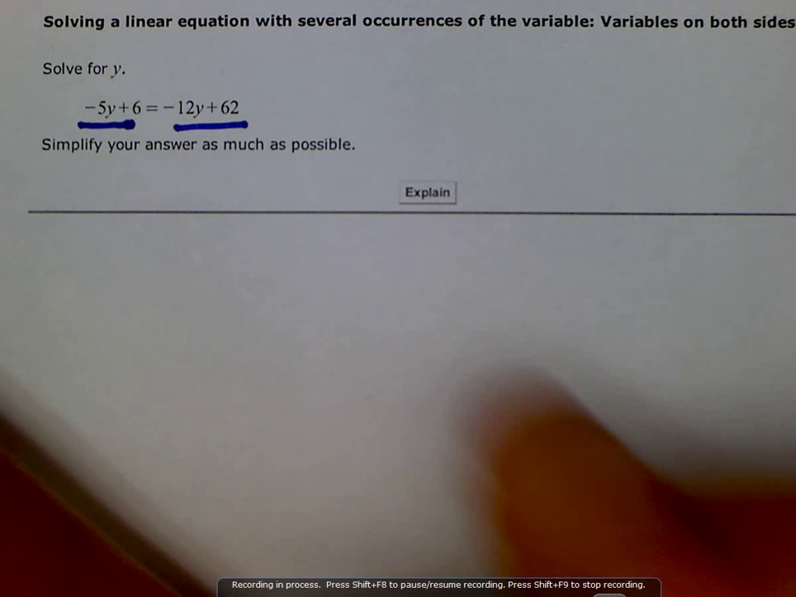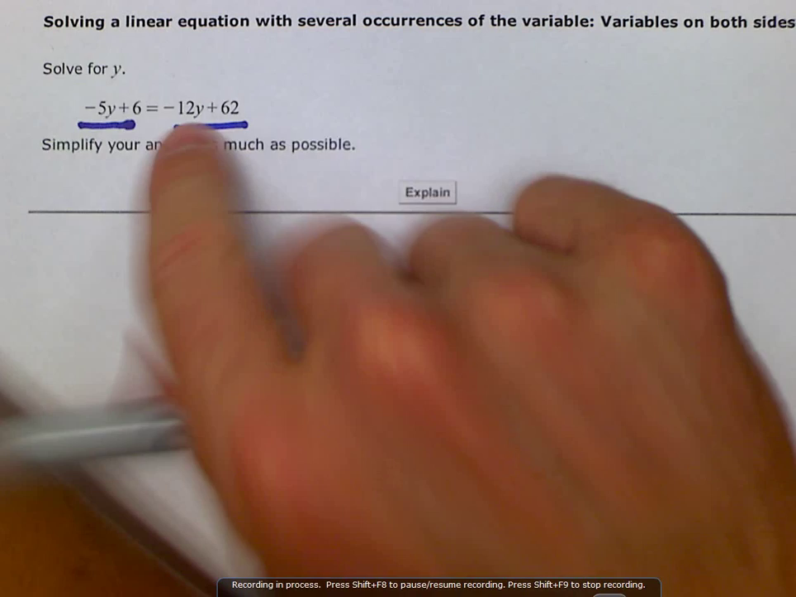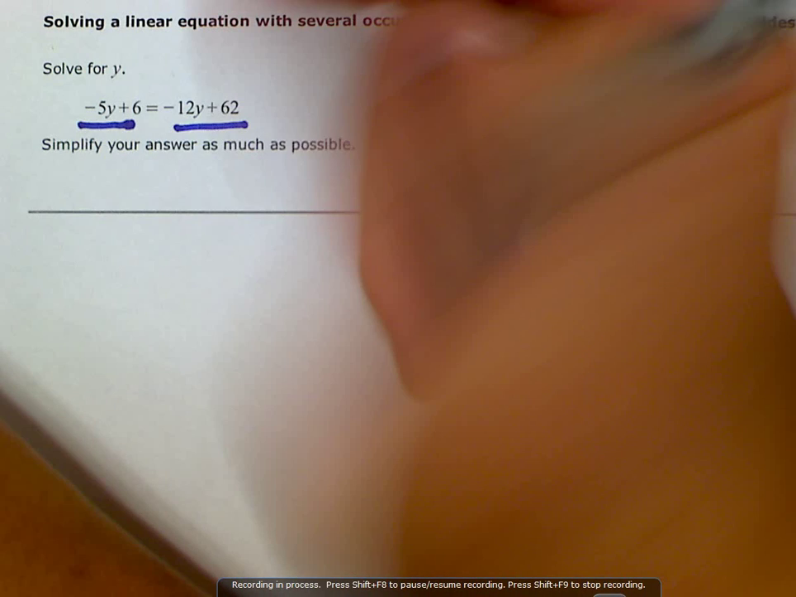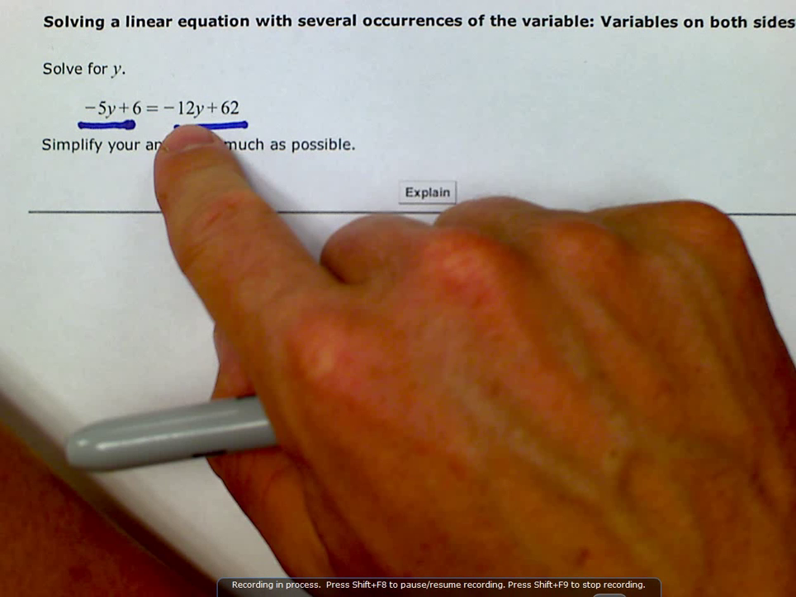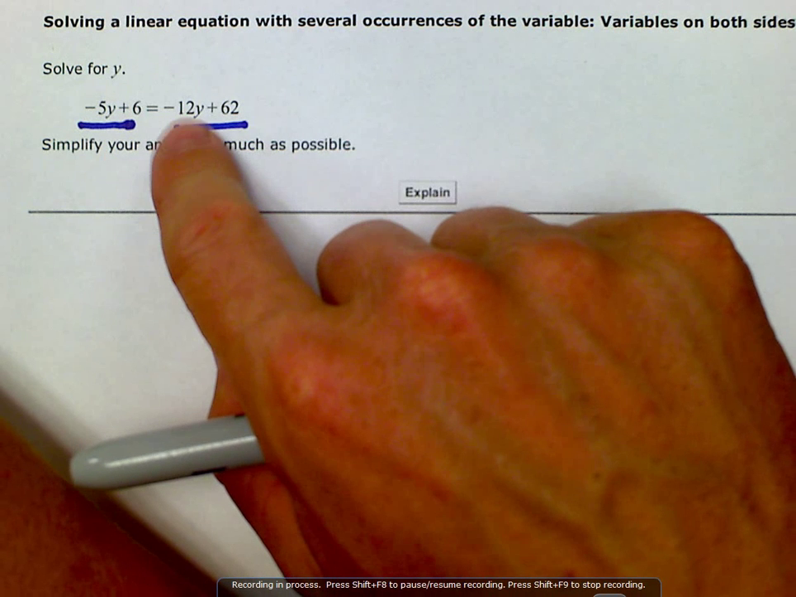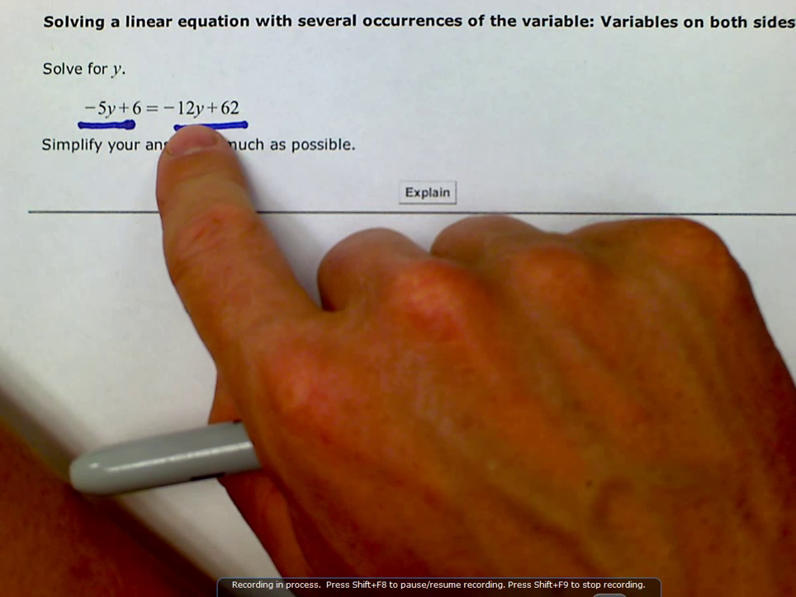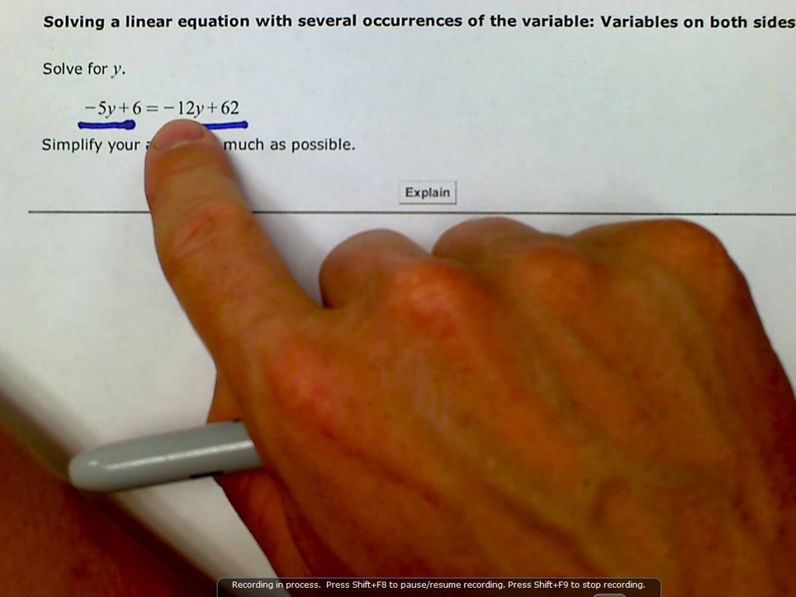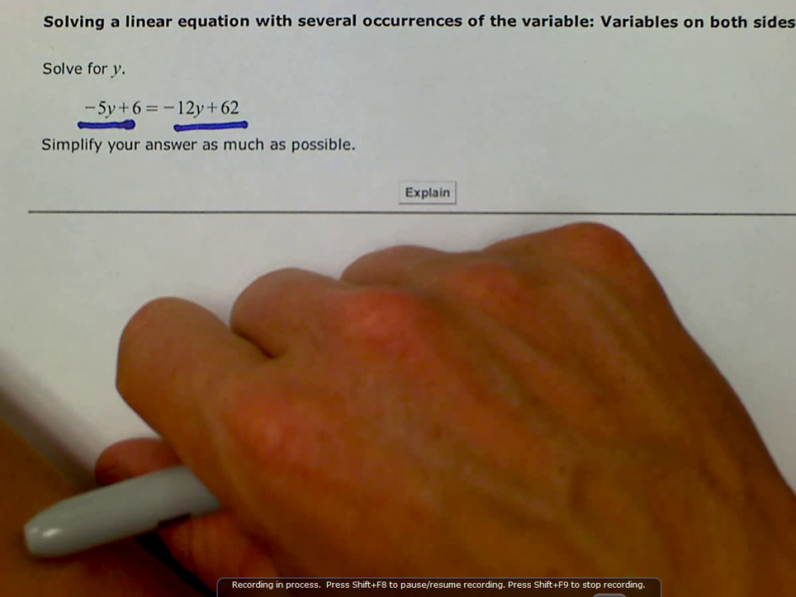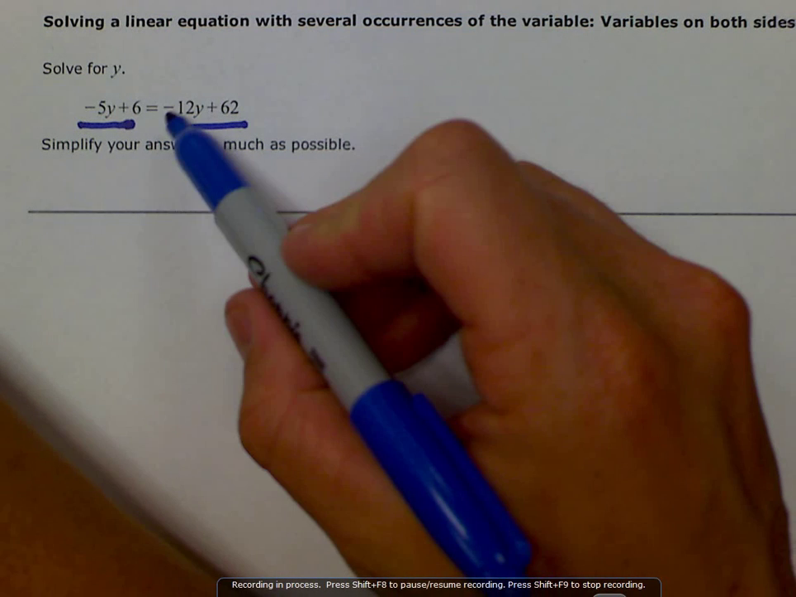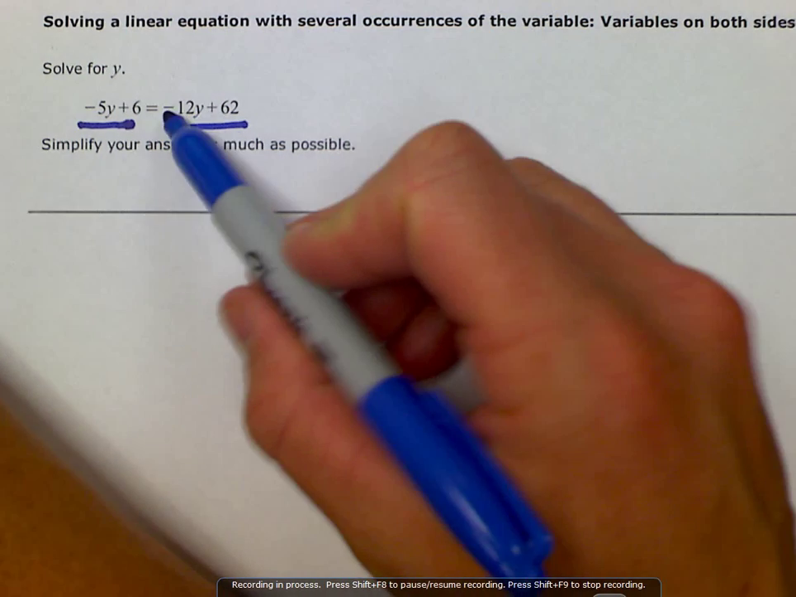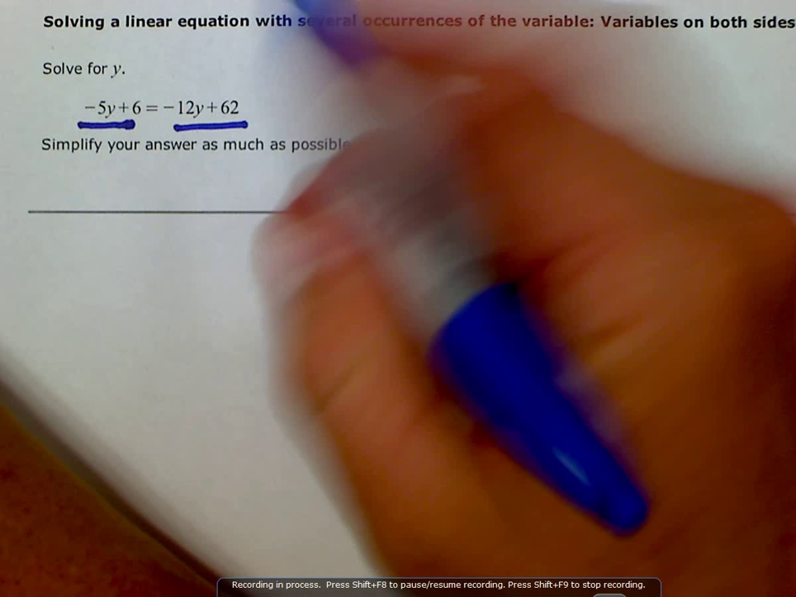First thing we want to do is move the variable to the same side. And I like to use positive numbers as much as possible. So I always take the lowest value from my variable. So here I have a negative 12. If I move that negative 12 over, then I'll be working with positive values. So opposite operations for negative 12y. This is a negative 12y. In order to undo that, I would add 12y to both sides.